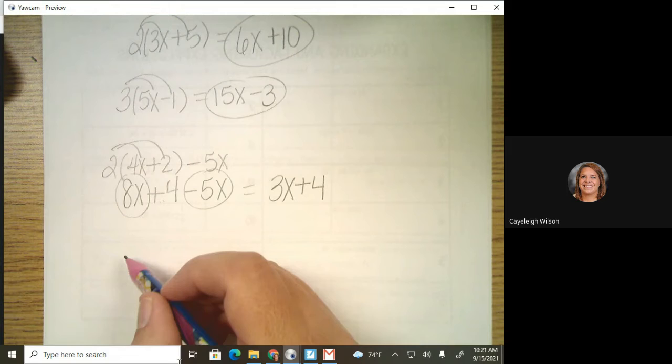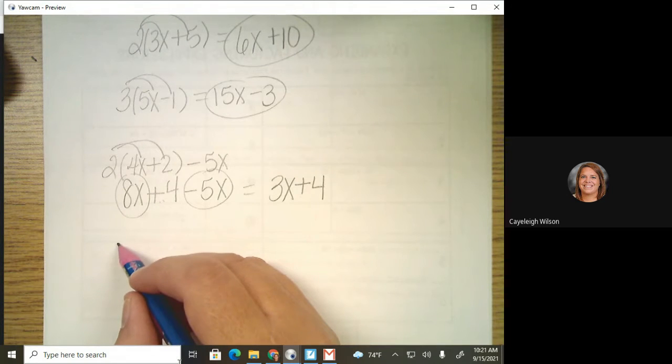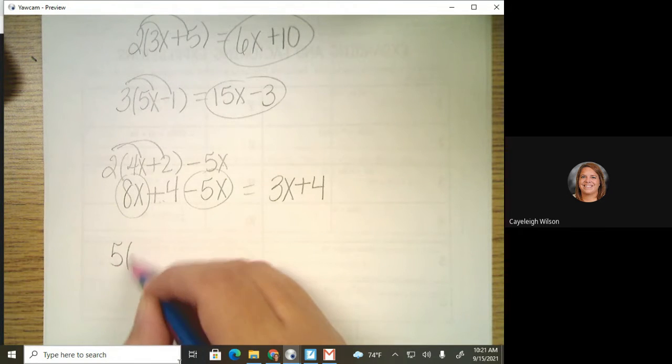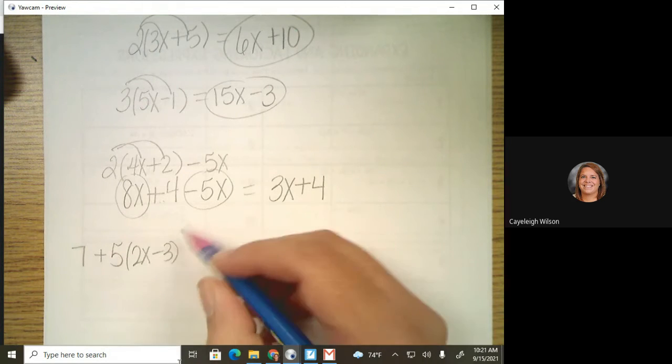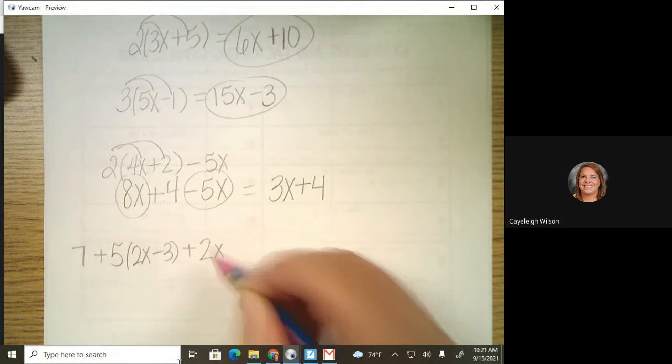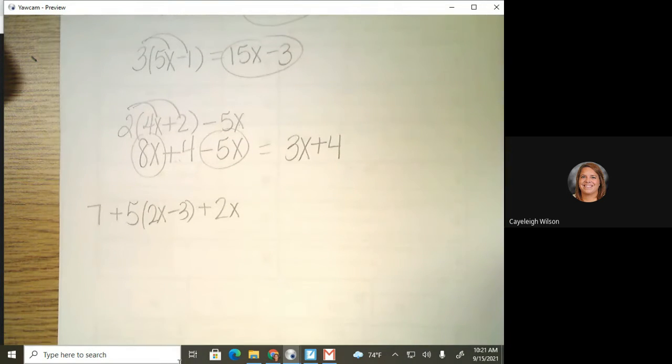All right, and then we did a challenge problem. That was like this. I had a bunch of stuff going on. And what did we always say? We still start with parentheses.